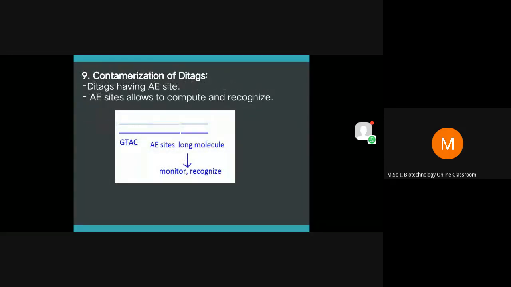Concatenation of ditags. The ditags are combined into much longer molecules called concatemers. Concatemers means multiple copies of a DNA sequence arranged end to end sequentially. In a concatemer, each ditag has an anchoring enzyme site. The anchoring enzyme site allows us to monitor and recognize where one ends and another begins.